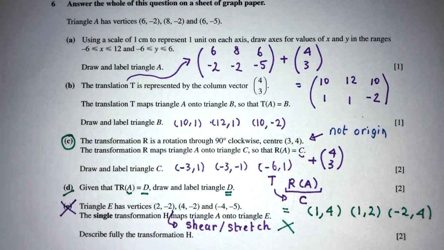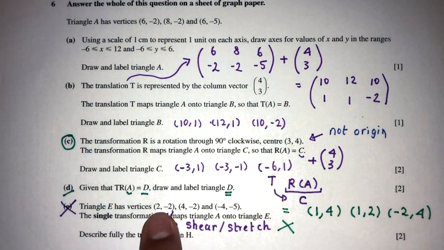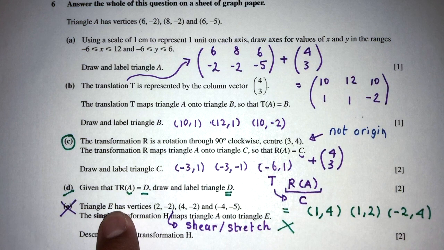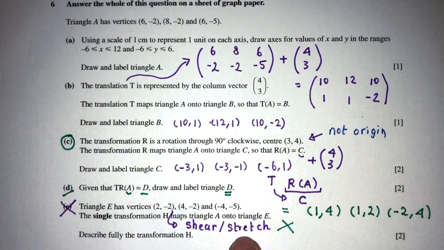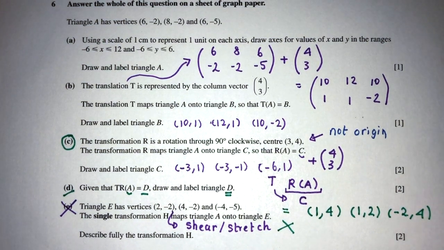Now how would you know if it is a shear or stretch? Once you draw this triangle E on your graph, you will see the graph will be deformed. It will be stretched to one side, upwards or downwards, so it will look different. That's the main point. Because of that, you will know if it is a shear or stretch, and this will not be included in your syllabus for your exam. So you can skip question E, and that will be your question number 6.